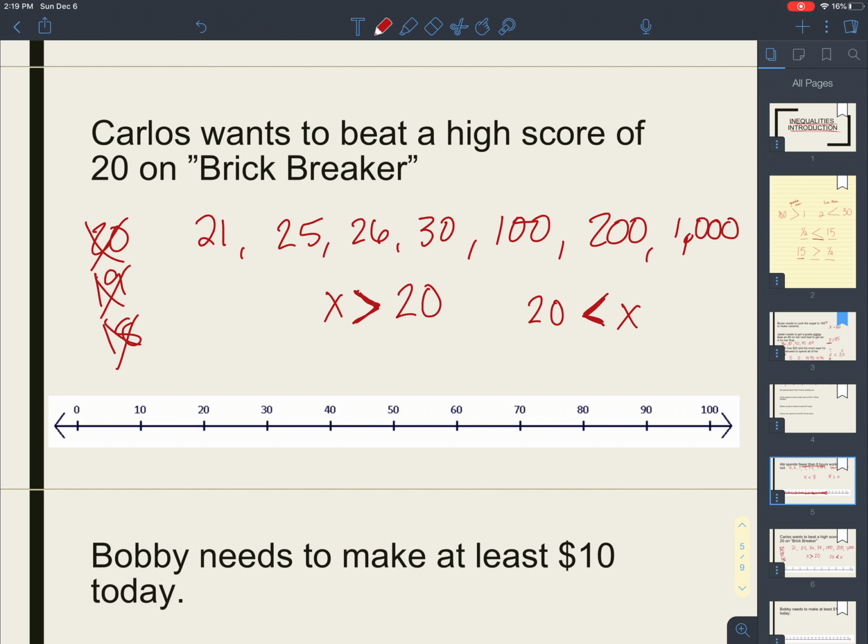So either way, the X has to be bigger than 20. And the way we graph that is we go to 20 so that we know we start there. But we're going to include all the numbers that are bigger than 20, which means we're going to include right up next to it 21, 22, 20.5, any of those. And then we shade it in.